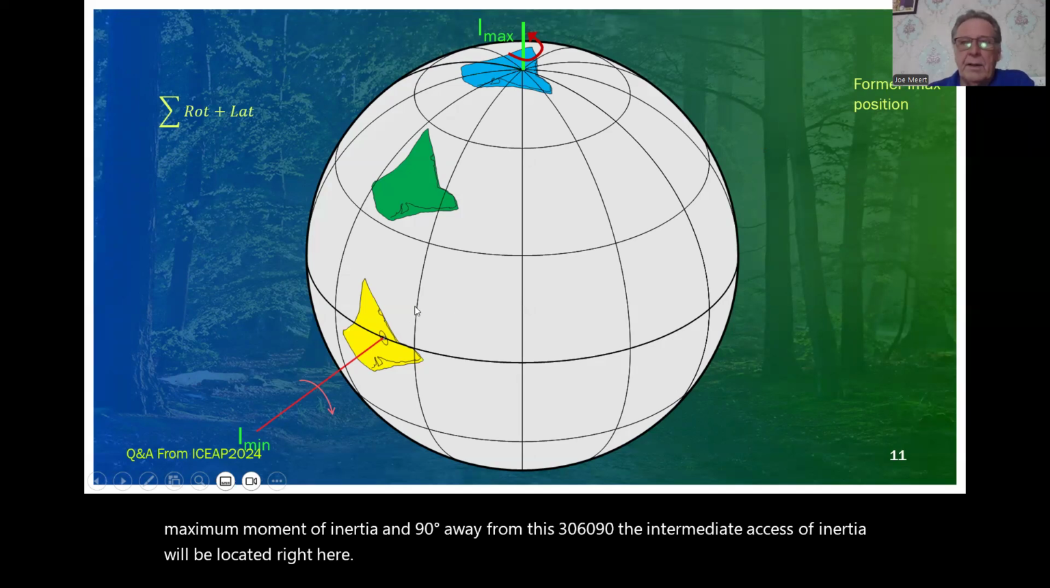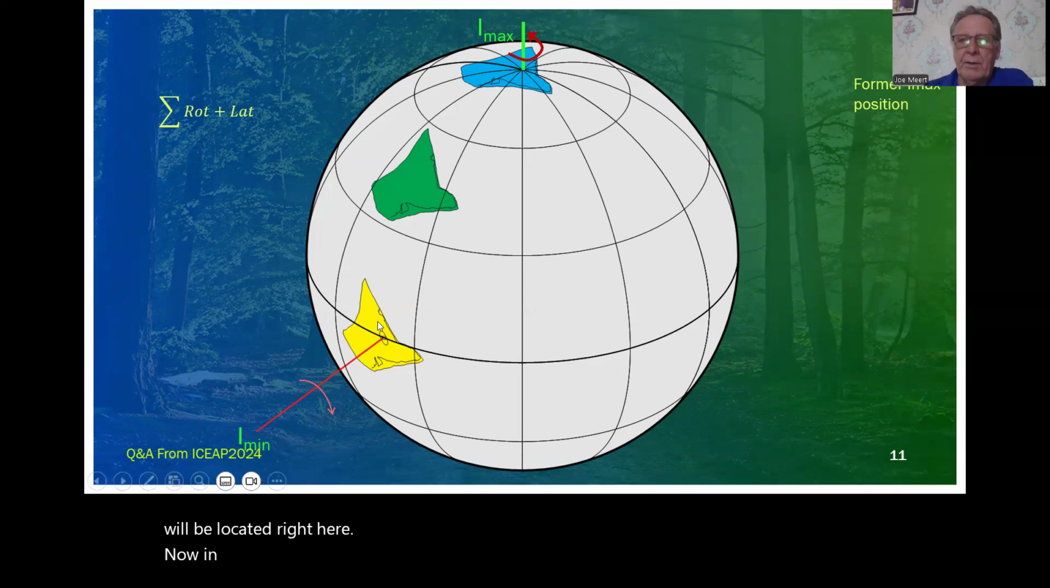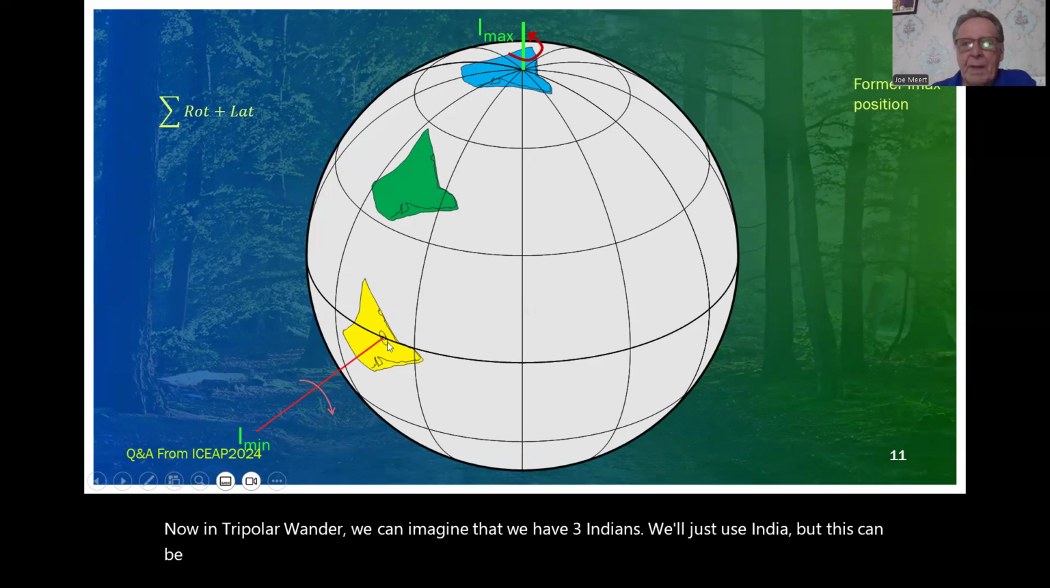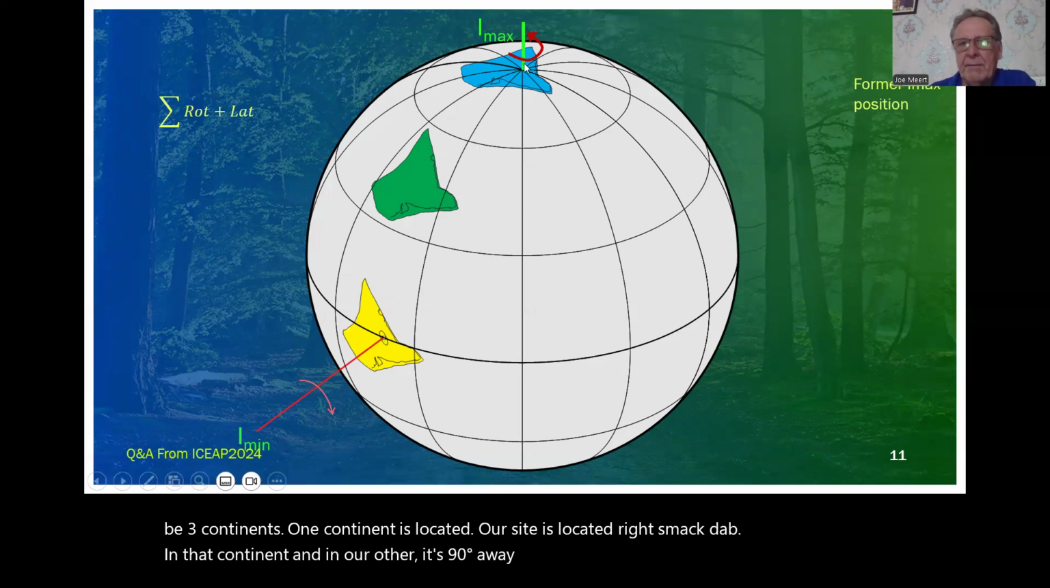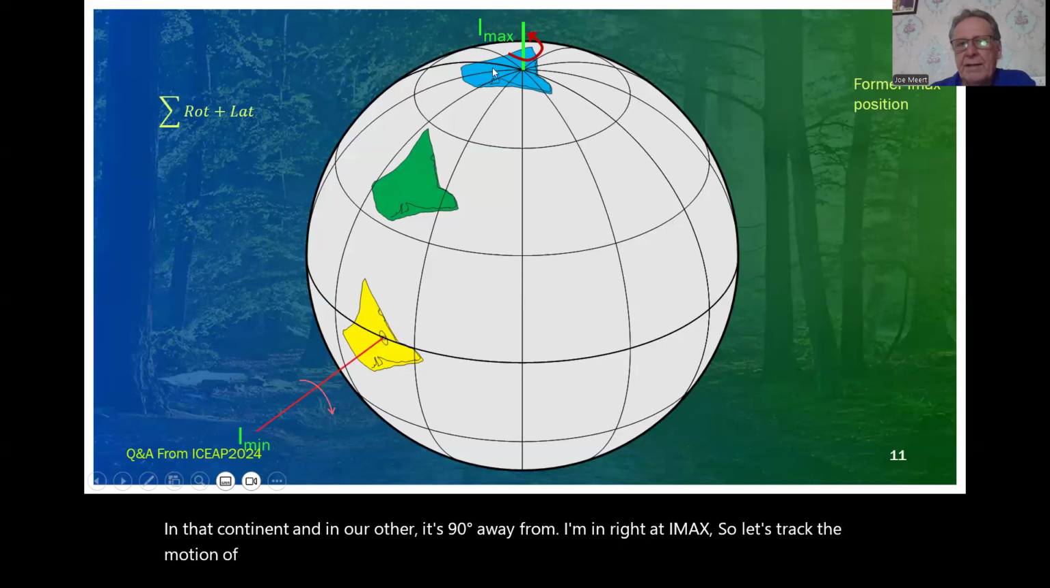Now, in true polar wander, we can imagine that we have three Indias. We'll just use India, but this can be three continents. One continent is located, our site is located right smack dab in that continent. And in our other, it's 90 degrees away from I min, right at I max. So let's track the motion of these three continents during true polar wander.